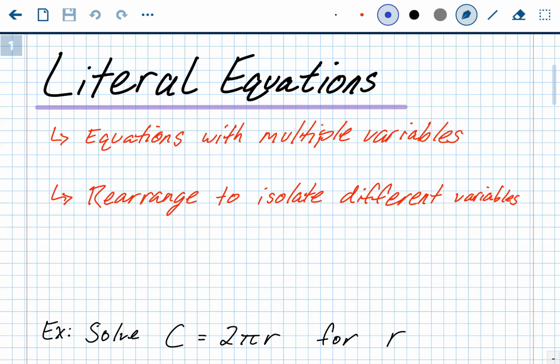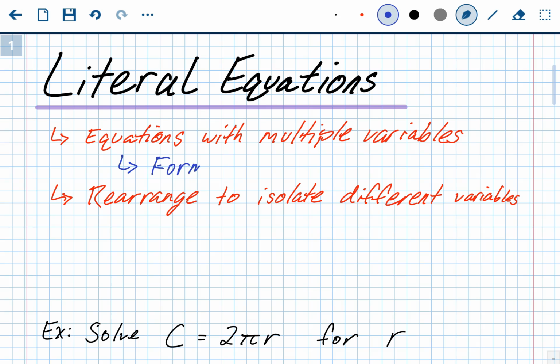All right, next up we're going to talk about literal equations. All a literal equation is, it's an equation with multiple variables. Okay? If you think about what you know that has multiple variables in it, well, usually these are going to be formulas.